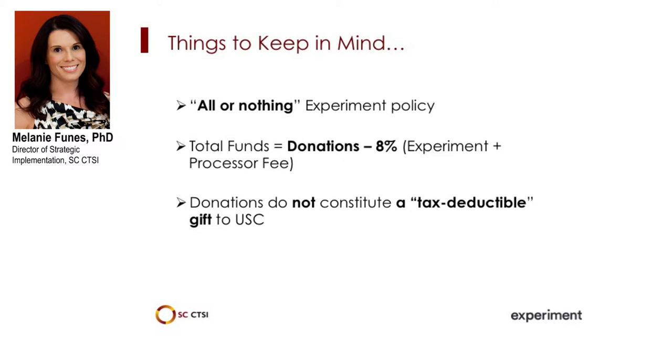So there are several things to keep in mind. First, Experiment has a policy of all or nothing. That means if you set a target of $5,000 and you only raise $2,000, you get nothing. You have to raise the full amount. And this is really similar to the way an NIH grant would work. You can imagine if you go in to tell NIH, I need $100,000 for an experiment, they're not necessarily going to give you $10,000 because it wouldn't allow you to do the full $100,000 experiment. So this works in a similar way, which is why it's really important that when you set that target goal and the amount that you want to raise, you be really realistic about what you think you can raise so that you can keep the funds that you raise.